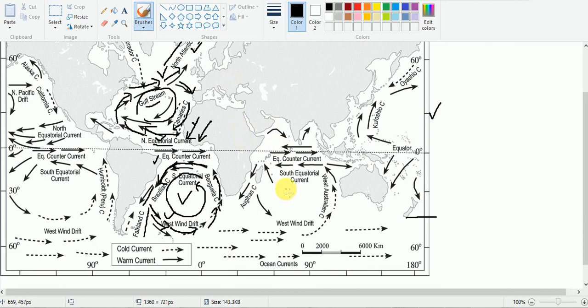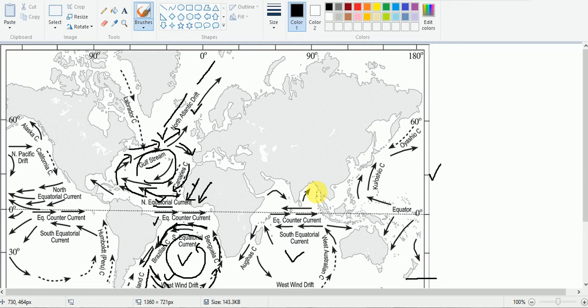And here in the Indian Ocean, it is mainly caused by the monsoon winds, and when there is absence of monsoon in the winter season, you will find this equatorial current. But when there is monsoon in summer, then you may find no equatorial currents here.